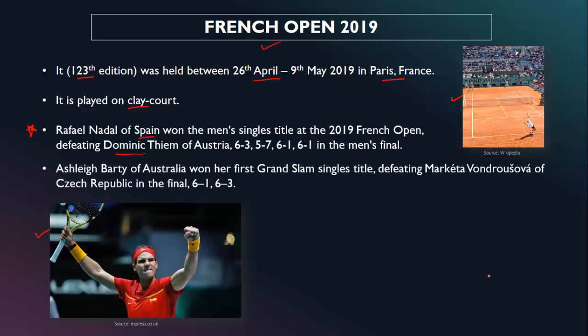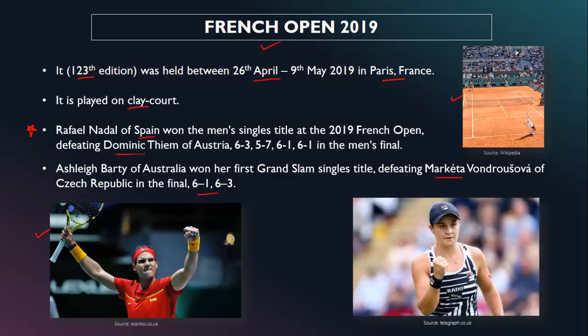The last thing, Ashley Barty of Australia won her first Grand Slam title. Whom did she defeat? Marketa Vondrousova of Czech Republic, again in the finals by these many sets. And here's Ashley Barty. You can see her in the photo.